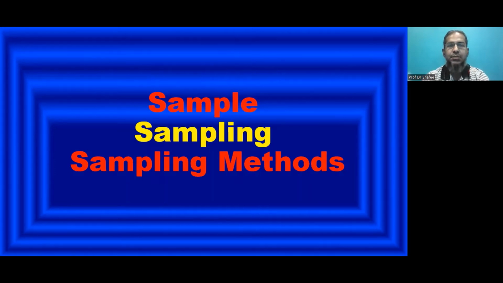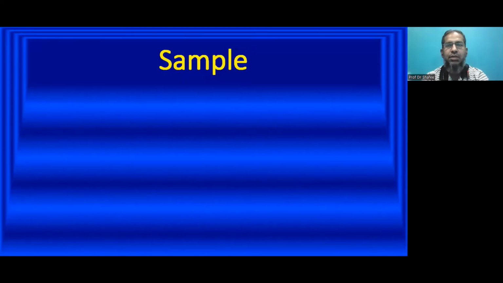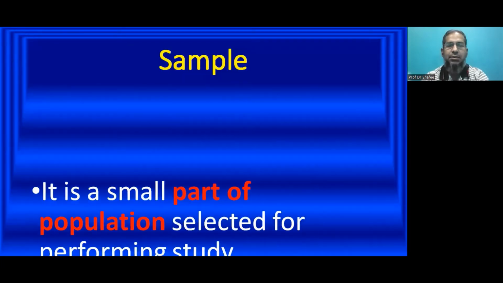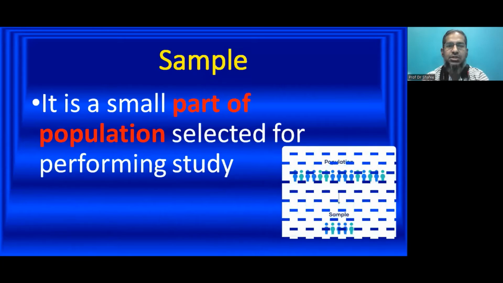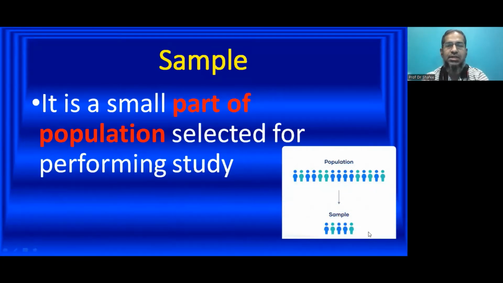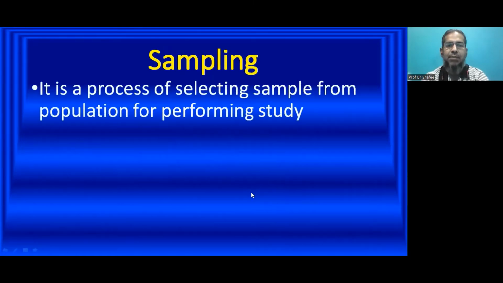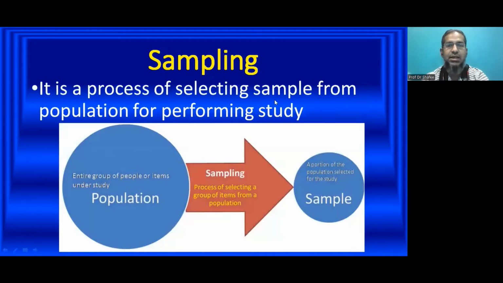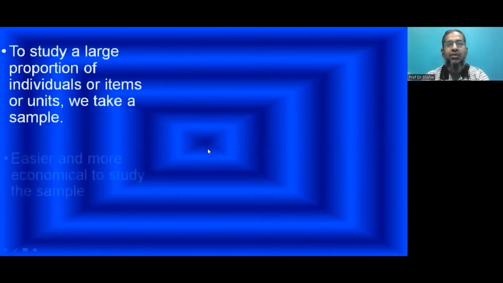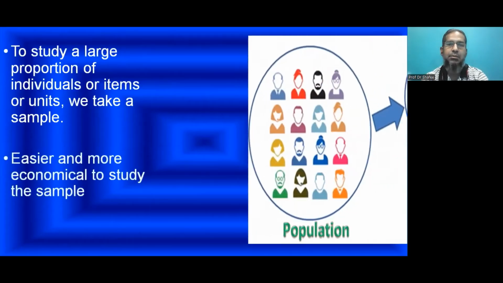So let us see what we mean by the sample. The sample is a small part of a population selected for performing a study. Like in a 5,000 population, if you are taking 500, then those 500 will become your sample. Then sampling is a process of selecting a sample from the population for performing a study. So it is the process of drawing a sample from the population, that is called sampling. And we have various types of sampling methods.